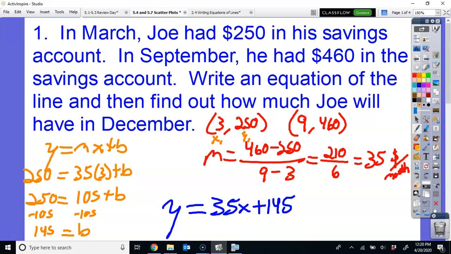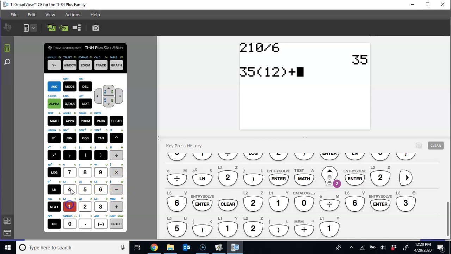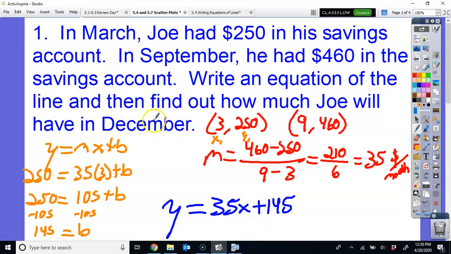But now we can also figure out how much Joe has in December by taking this equation and plugging in 12. So we can take our calculator and do 35 times 12 plus the original 145. And that means Joe has $565 in December.